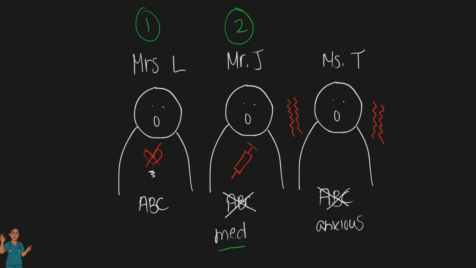And lastly, we can use our acute versus chronic, unstable versus stable framework. Ms. T, though in an acute state of anxiety, is quite stable. So we will help her third. Our final prioritization order is Mrs. L, Mr. J, then Ms. T.